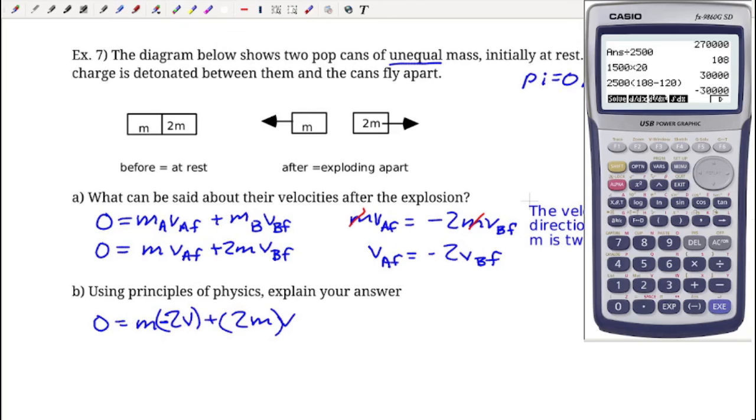So that's it for this lesson. Again, the main idea is still conservation of momentum, starting out with that MA VAI plus MB VBI, just taking into consideration the specific case of explosions.